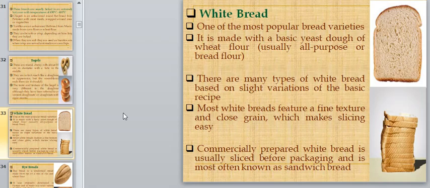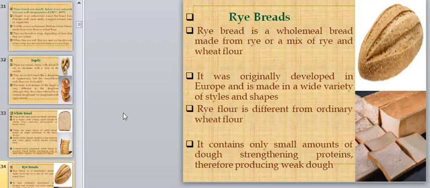Whenever we prepare the product commercially, white bread is usually sliced before packaging, and is most often used as sandwich bread. White breads have a fine texture and close grain, which makes slicing easy.